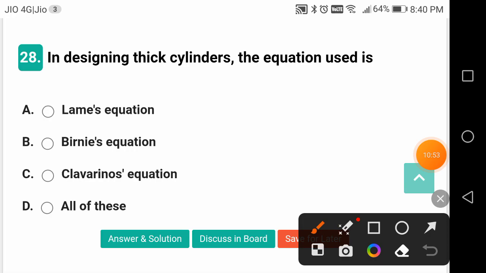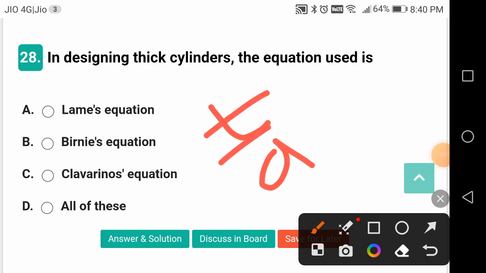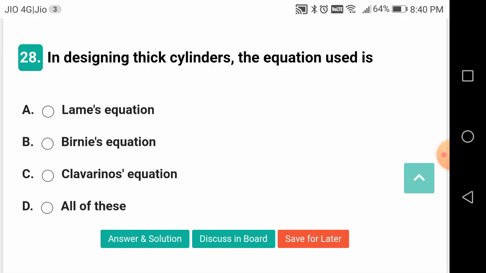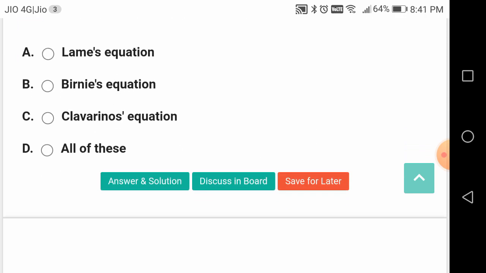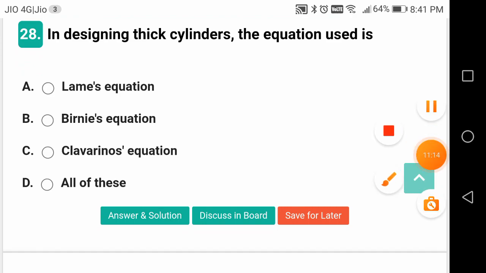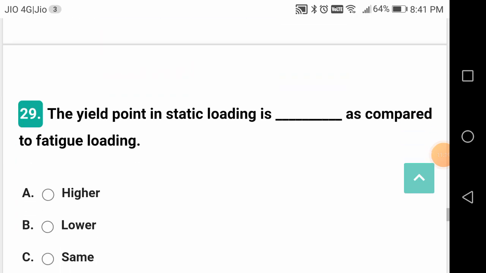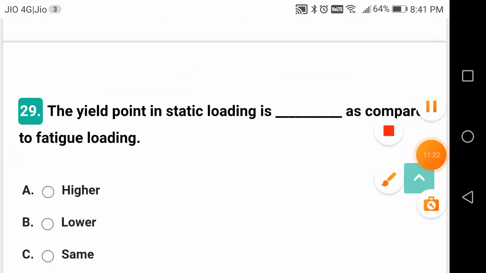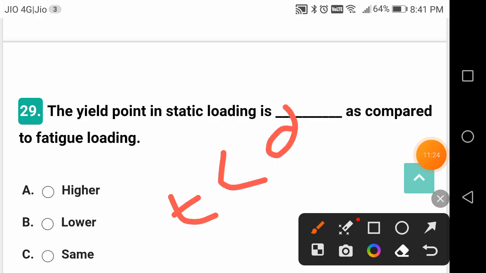Otherwise, we can say T by D. Let us say less than 10, we will check it out, friends, anyhow. So, there is a relationship between the thickness and the diameter of your cylinder. Lame's equation, Birnie's equation, Clavarino's equation, all of them are used for designing thick cylindrical shells. So, earlier for the question, T less than D by 10 is a thin cylinder, otherwise it is a thick cylinder.